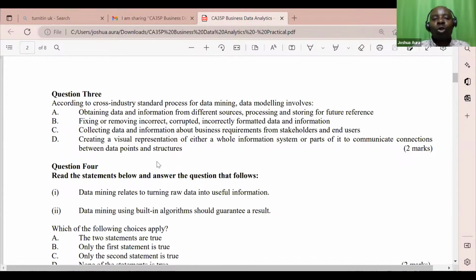Now, B is out of this because B is part of preparation. It's part of what we call data cleaning, fixing or removing incorrect, corrupted, incorrectly formatted data and information. That is data cleaning, right? It can't be modeling. So the two minutes, we still have one more minute.